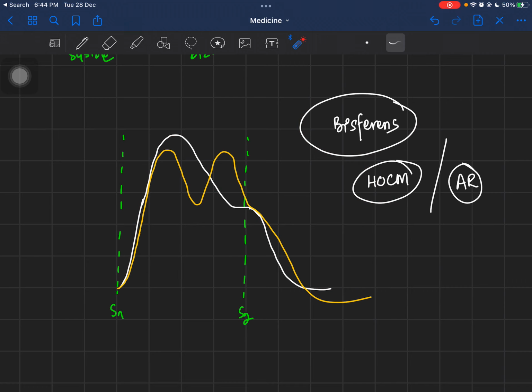So I have told you what pulsus bisferiens is, what the mechanism of pulsus bisferiens is, and what are the conditions where we can see pulsus bisferiens.